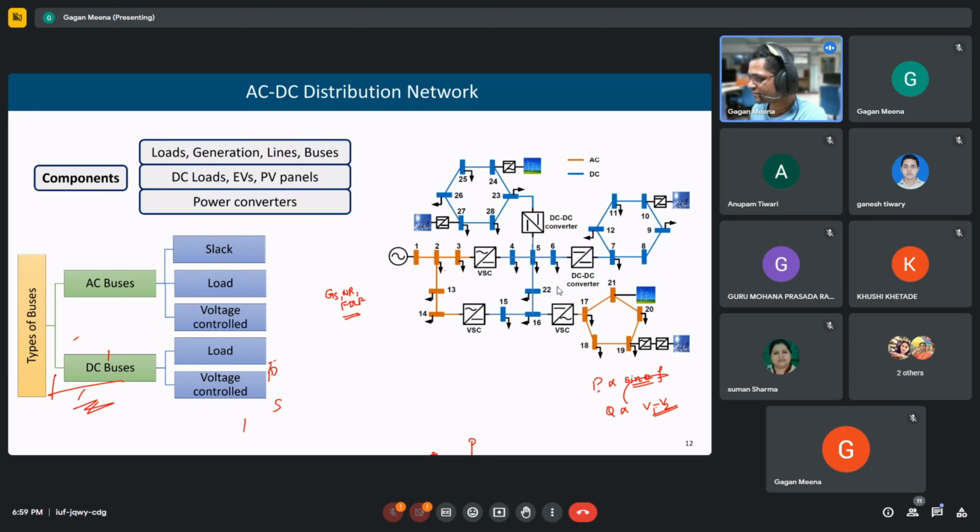For DC system, we have two buses. Why only two buses in DC system? Because there is no reactance and no angle, no frequency. So there is no reactive power and no frequency. So only P and V are there. That is why there are only two buses. One is load bus, which will be P, and then another is voltage control bus, V bus.